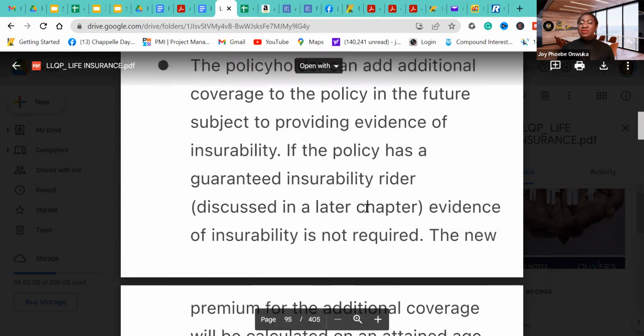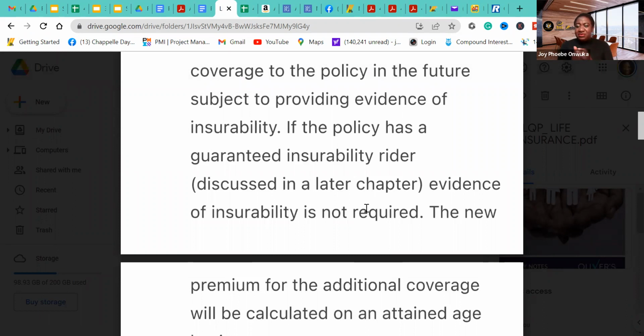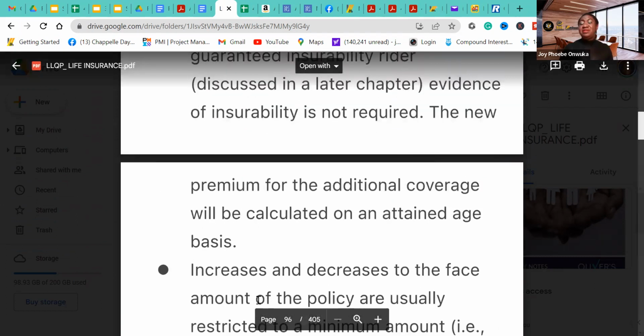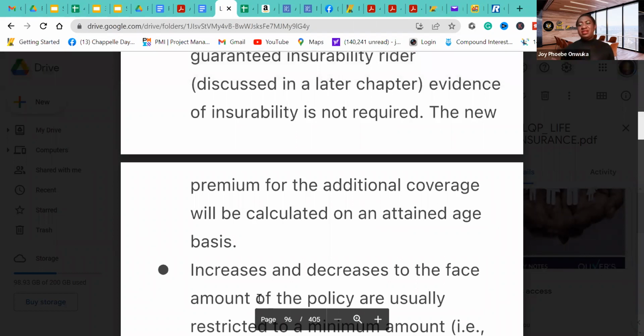This is basically telling us that a policyholder can add additional coverage. For example, somebody has 500,000 of life coverage, and 5 years later they want to add an additional 500,000. Well, they can do that if there is an insurability clause in the current policy. It means that they can do that without providing evidence of insurability, all right? But their premium will be calculated based on their attained age. What that means is that if they were 30 years old when they took out this policy 10 years ago, now they are 40, so the premium on this additional coverage will be based on their now attained age, which is 40 years old, okay?